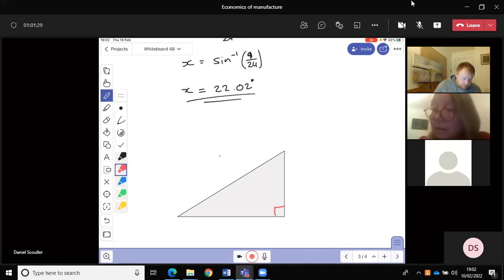Right angle triangle. What have we got this time? This x, 19, 12.